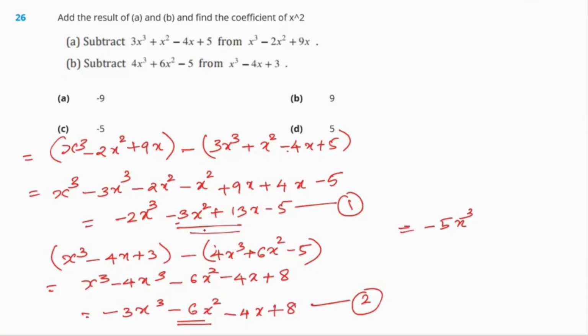Okay. Minus 3x square and minus 6x square, which is equal to minus 9x square plus 9x minus plus 3. So this is the answer when we add these two. Okay. These x cube and x cube we have to add, x square and x square, x and x, and the constant value. So here you can see what is the coefficient of x square. That is minus 9. So the coefficient of x square is minus 9. Correct option is option A, minus 9.